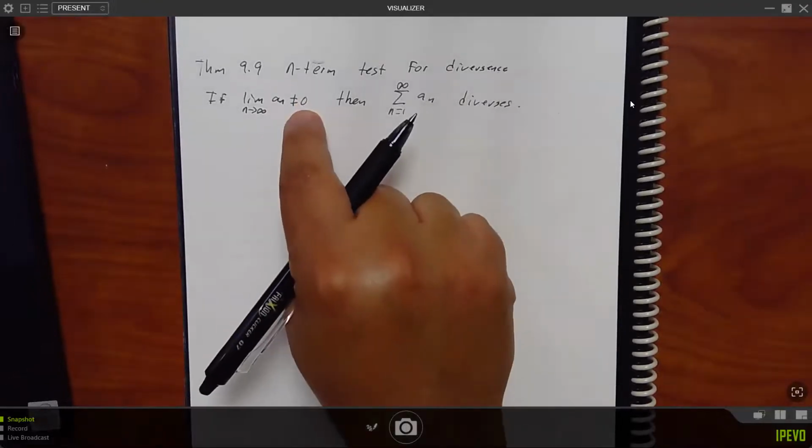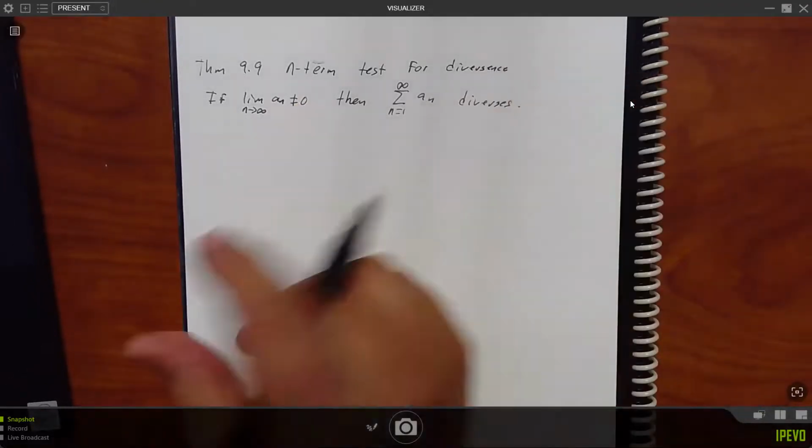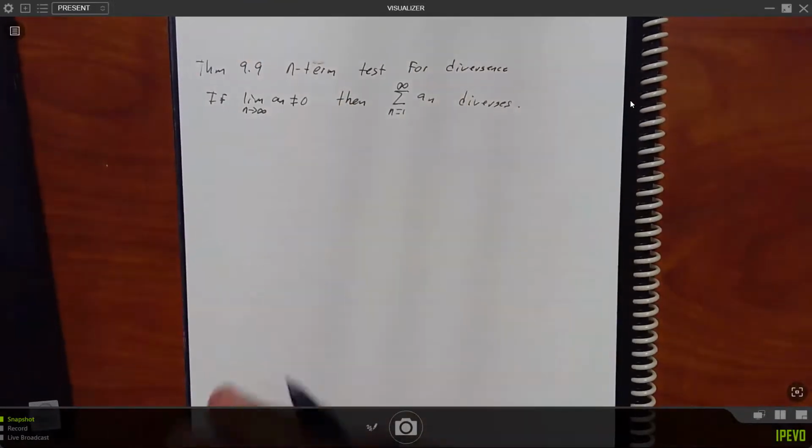If the limit is 0, then you know nothing. You need to go to the next test. Figure out a different technique. So it's great when it's non-zero.